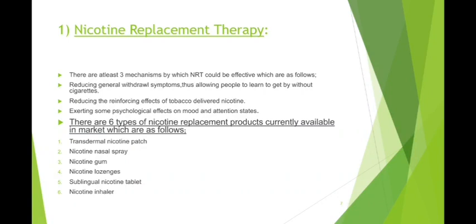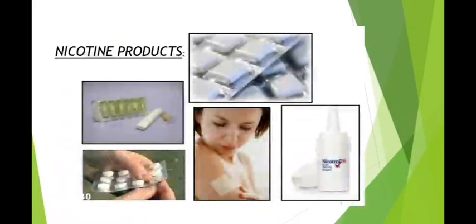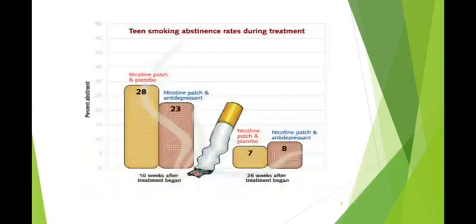There are 6 types of nicotine replacement products currently available in the market: transdermal nicotine patches, nicotine nasal spray, nicotine gums, nicotine lozenges, sublingual nicotine tablet, and nicotine inhalers. These are some of the products I have mentioned, in which we can clearly see lozenges, tablets, nicotine patches, and nasal sprays. So we have a lot of nicotine products by which we can treat the dependence on tobacco.